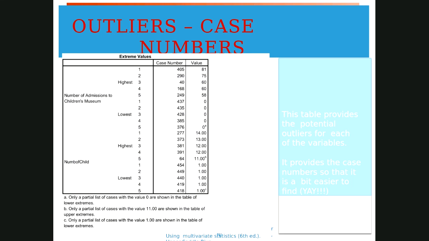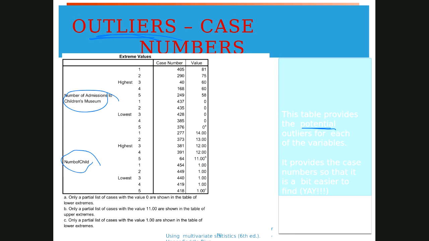In terms of outliers, again, SPSS does provide a table with what they call extreme values. In this box, you can see the two variables, number of admissions to the Children's Museum and number of children, and they highlight for you what possible outliers are. But again, these are not necessarily outliers. These are just possible or potential outliers, okay? So the nice thing is that it provides these numbers so that it's easier to find.